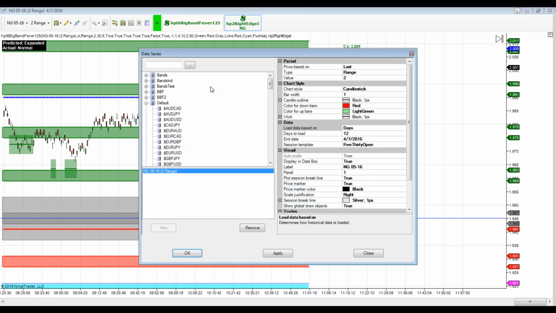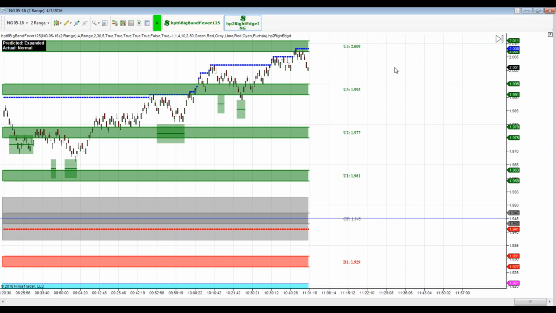But the key is, if you're going to do this, remember, everybody, in your data series, the data series you want is 12 days to load, okay? 12 days is important for the big band indicator and for the right edge indicator. You have to have that history because it's looking at thousands of calculations in here. More than that, tens of thousands. You need to have that history, all right?